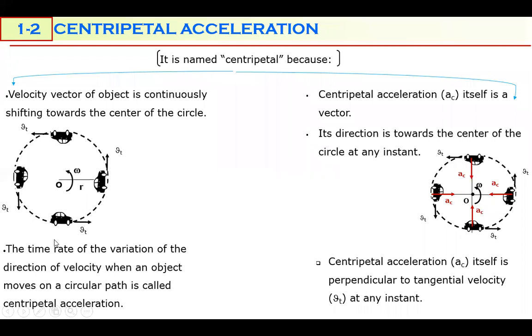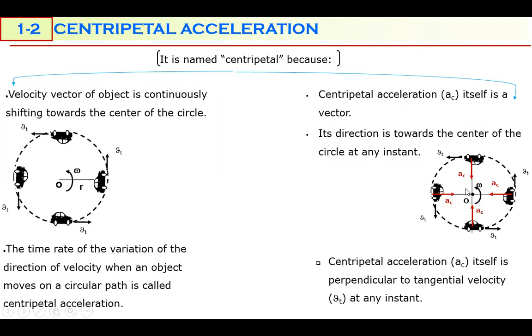So for that reason, the definition of centripetal acceleration is given in terms of the change in direction: the time rate of change of direction of velocity when an object moves on a circular path is called centripetal acceleration. Centripetal acceleration itself is a vector. Yes, look here. They are always pointing to the center of the circle. It's a vector quantity. Its direction is towards the center of the circle at any instant.